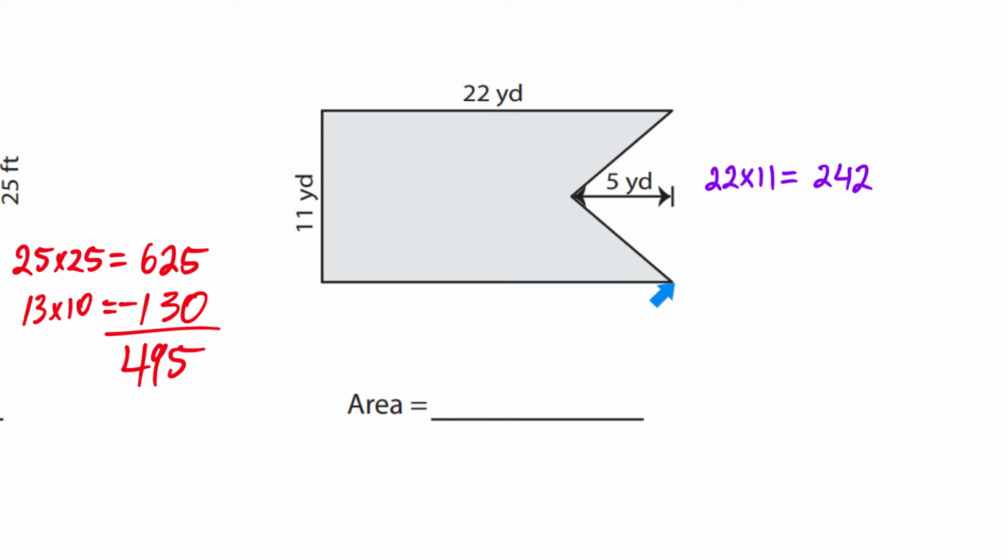So we need to find out what the area of this triangular chunk is. So how are we going to find the area of this triangle? Good, base times height divided by 2. So if I think about this right here as being the base of that triangle, what's the base length? 11. What's the height? 5. So I'm going to go 11 times 5 divided by 2. 27.5. So that's that triangular chunk taken off of the overall rectangle. And what does that leave? 214.5.